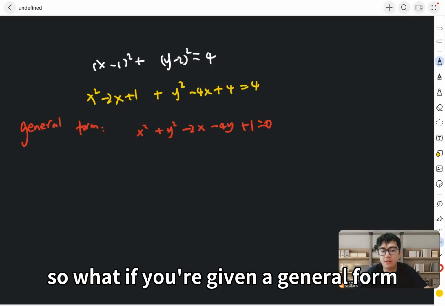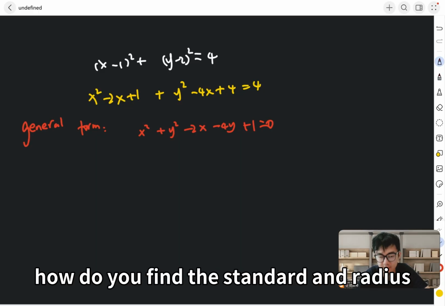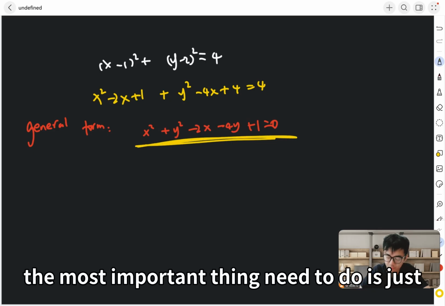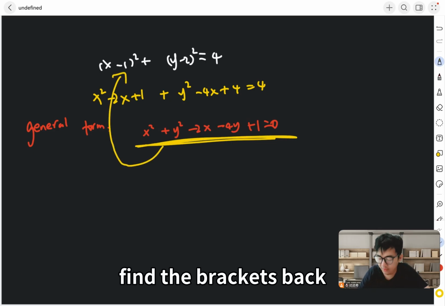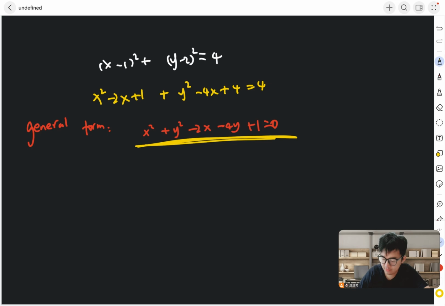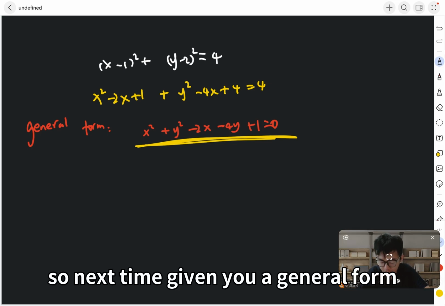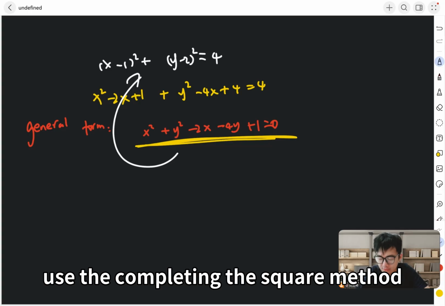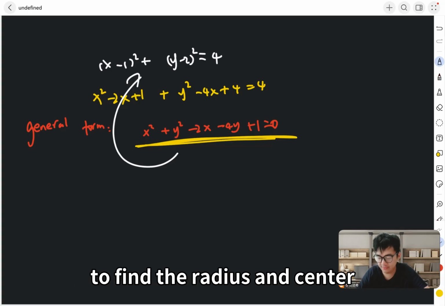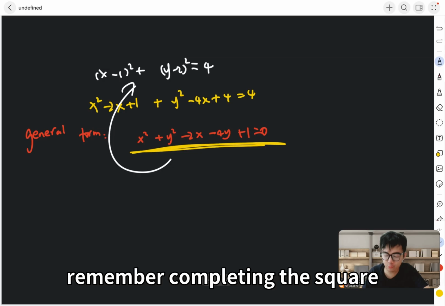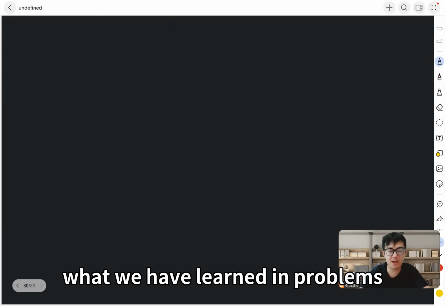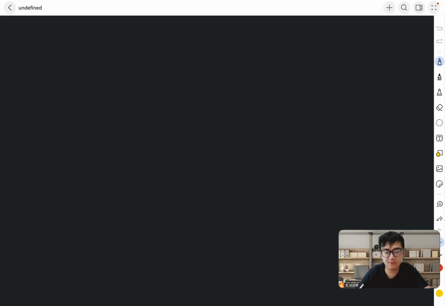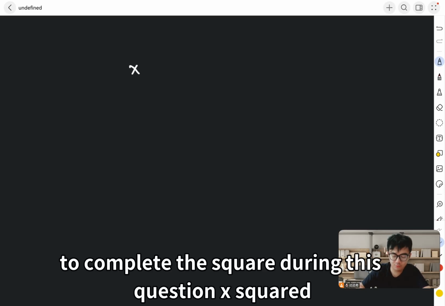So what if you're given a general form? How do you find the center and radius? The most important thing you need to do is to find the brackets back. So next time, given a general form, all you need to do is use the completing the square method to find the radius and center. Remember, completing the square, what we have learned in parabolas and solving quadratic equations. So try to complete the square in this question.